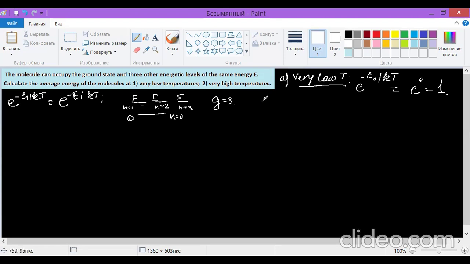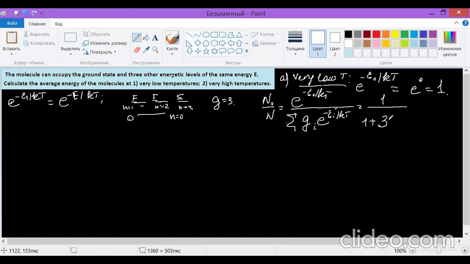n sub 0 over n is equal to a Boltzmann factor over the sum, but this time we should take into consideration the statistical weight g i times exponent raised to minus epsilon i over kT. And for this particular level, which is the ground state, we write 1. Now I know this is equal to 1, and here I write the sum 1 plus g, which is equal to 3, because the number of levels of the same energy is equal to 3, times e raised to minus energy divided by kT.